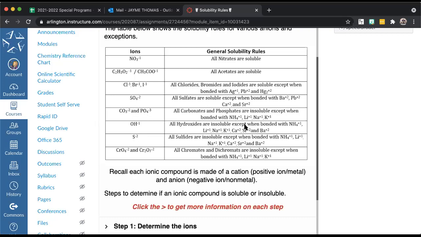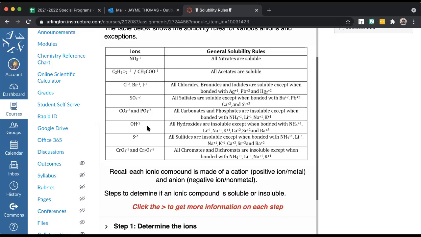But for carbonate and phosphate, if you pair them up with ammonium or lithium, sodium, or potassium, those four are exceptions. So if you pair carbonate and phosphate up with one of these four, that makes it soluble. The exception is backwards for the bottom four.